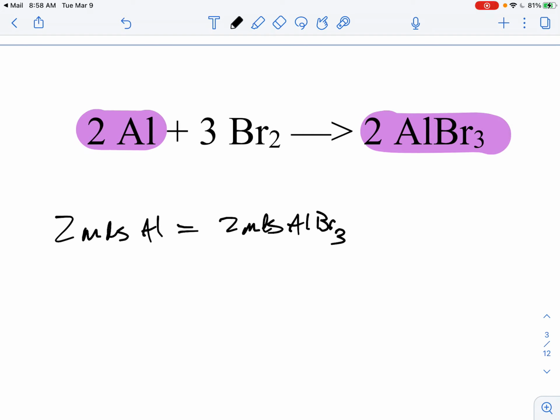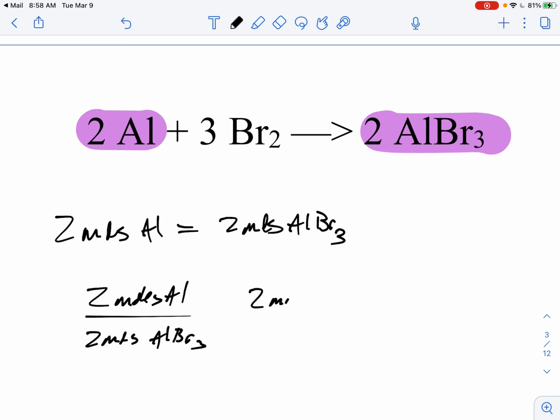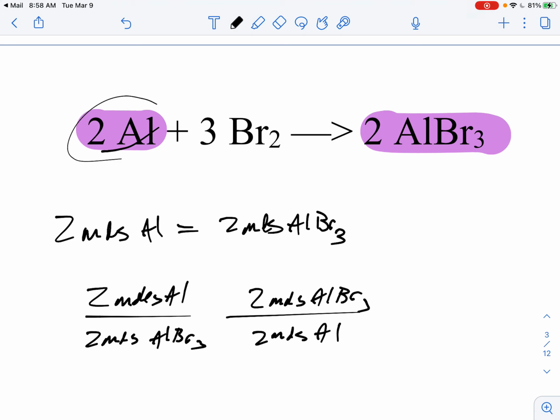which means that when I go to write out these ratio tiles, it would be 2 moles of aluminum over 2 moles of aluminum bromide, or I could do 2 moles of aluminum bromide over 2 moles of aluminum, if those were the 2 things that I cared about, which is why it's so important to have a balanced equation.